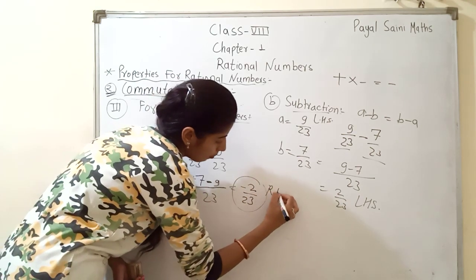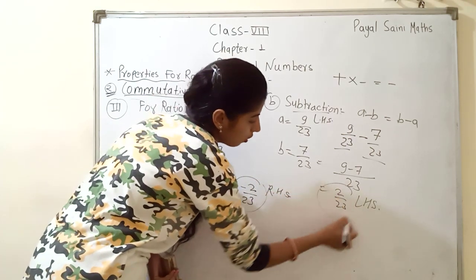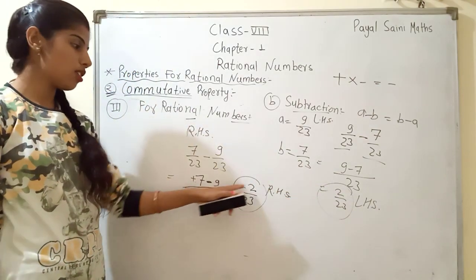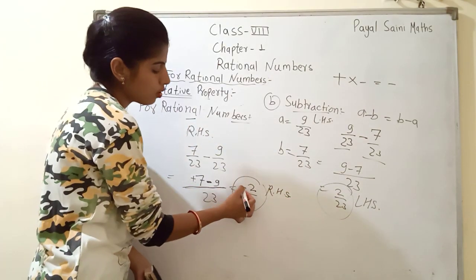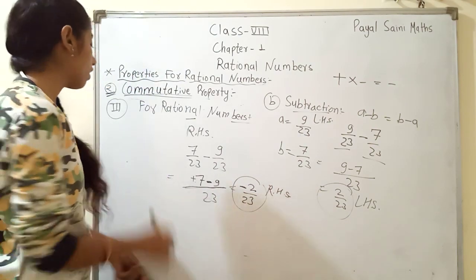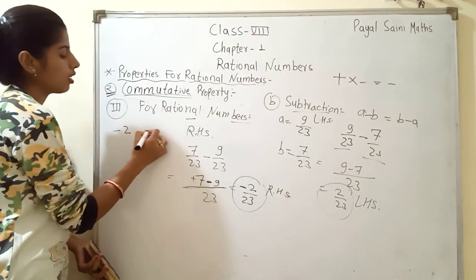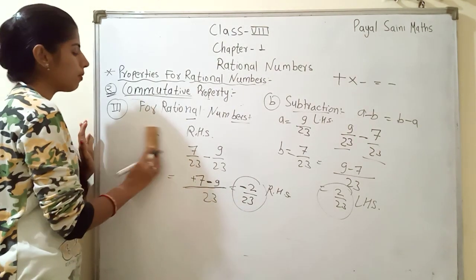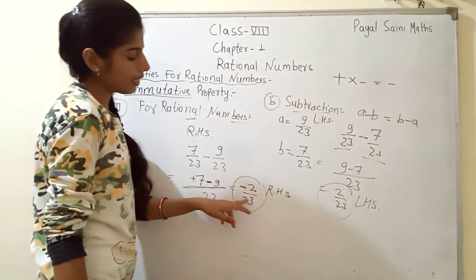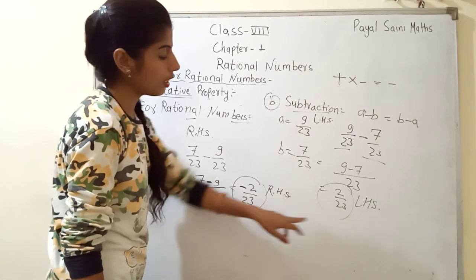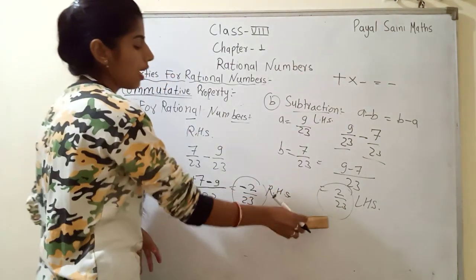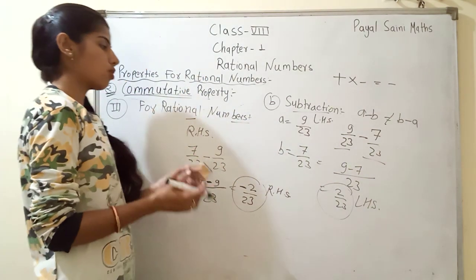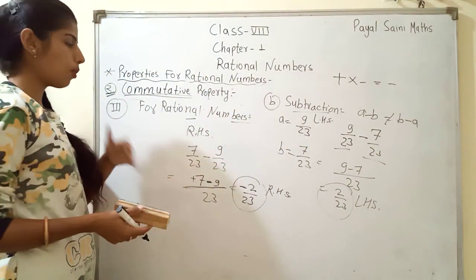Then you can see here your left hand side is 2 by 23 and the right hand side answer is minus 2 by 23. Here is the difference of sign, and we know that if I write minus 2 and here plus 2, then both are different numbers. Like that, here is minus 2 by 23 and 2 by 23. Then we can say it's not verified. It's not verified for the commutative property.